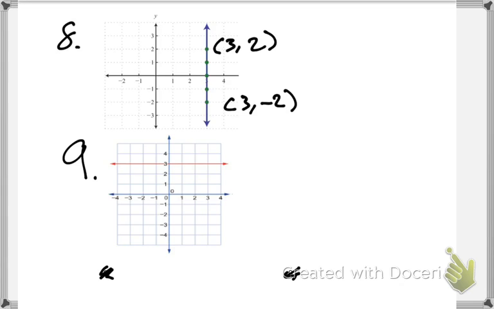So now we move to number 8 and number 9, where we move into our special lines, which are both vertical and horizontal. When I look at number 8, I have 2 points noted. 3, negative 2, which is right here, and 3, positive 2, which is here. I'm also going to notate one more point, which is right on my x-axis, which will be 3, 0.